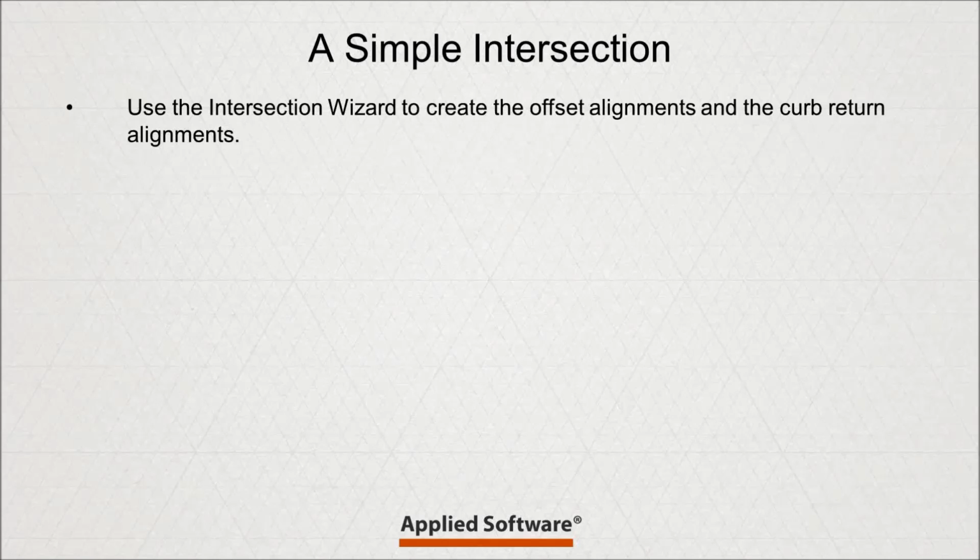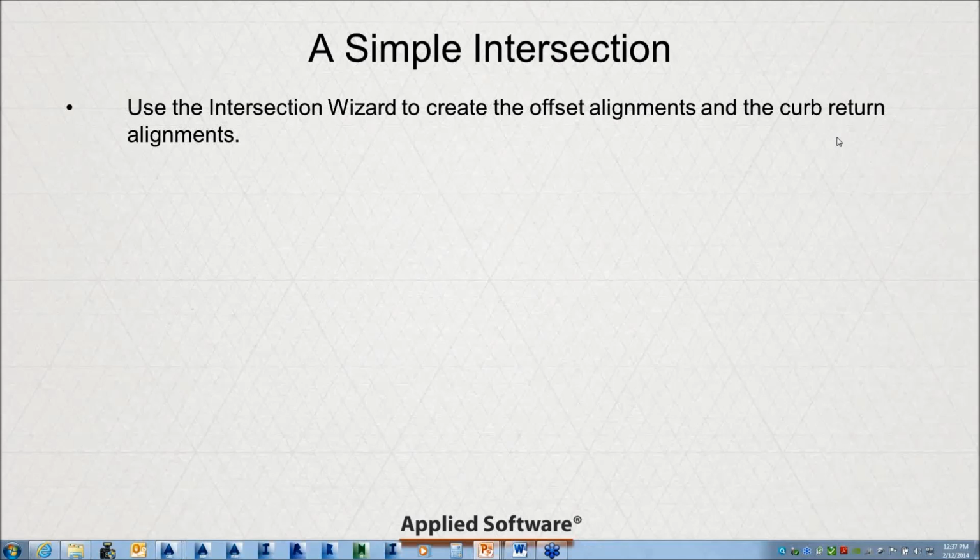One of the things that we're going to take a look at is that Civil 3D comes straight out of the box with this idea of an intersection wizard. And really what the intersection wizard does is it creates alignments and curve returns from those alignments. And we'll take a look at that also. In the simplest form, yes, maybe the intersection wizard. On the other hand, maybe not.